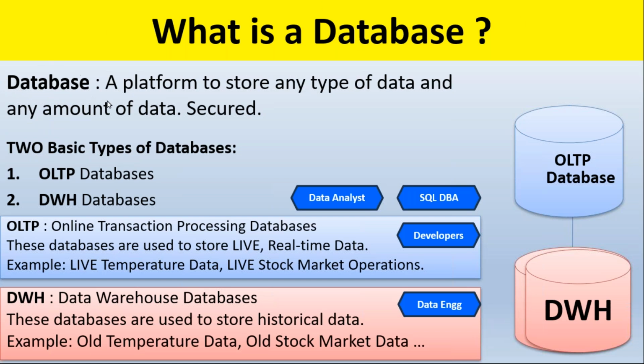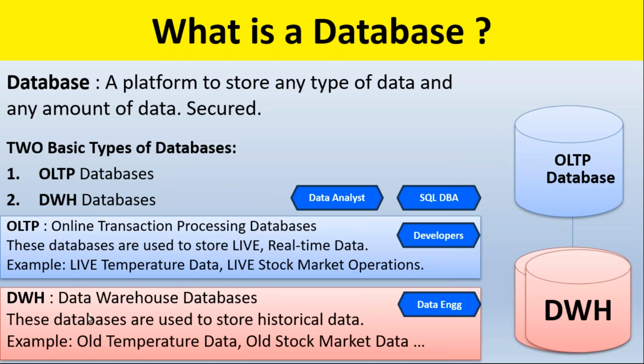There are two basic types of databases, and there our job work begins. OLTP databases, online transaction processing databases. These databases store live real-time data. Example, a live cricket match, a live temperature data, live stock market activities, anything live. We have OLTP. And this OLTP component we are going to install today.